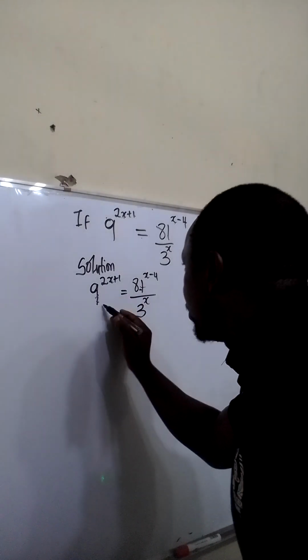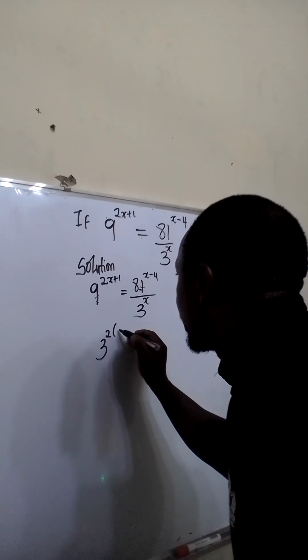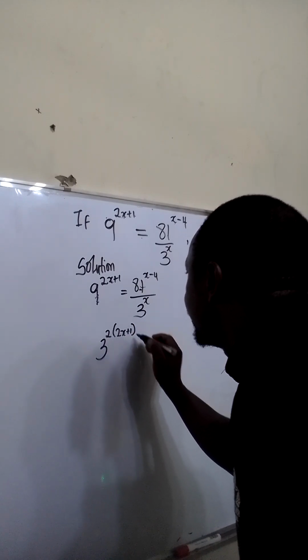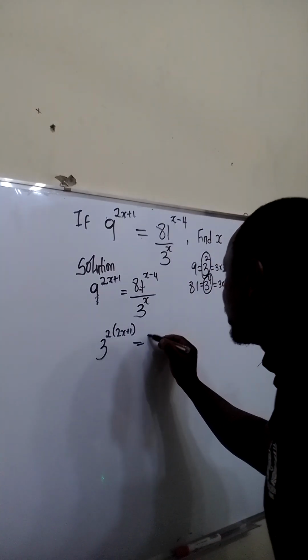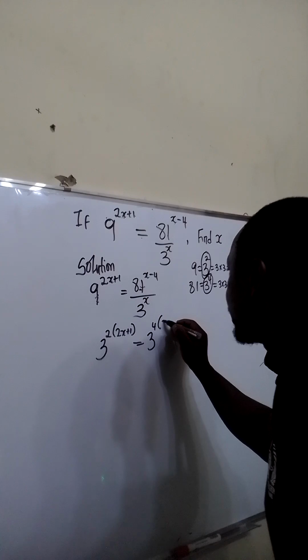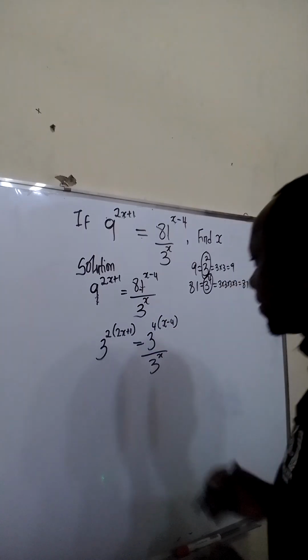This equation will be the same thing as 3 raised to power 2 bracket 2x plus 1 equal to, we are going to replace 81 with 3 raised to power 4, 3 raised to power 4 bracket x minus 4 over 3x.